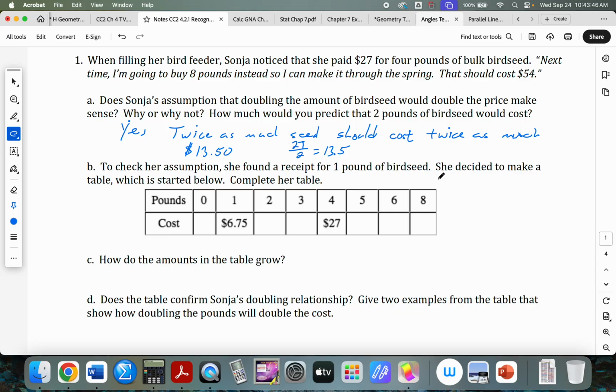So to check her assumption, she found a receipt for 1 pound of bird seed. She decided to make a table, which is started below. Let's complete the table. So we just found that 2 pounds is going to cost $13.50. And she said that she believes that 8 pounds should cost $54, and that makes sense.